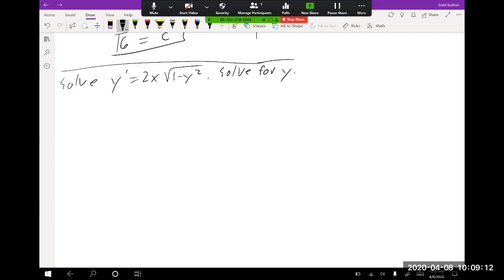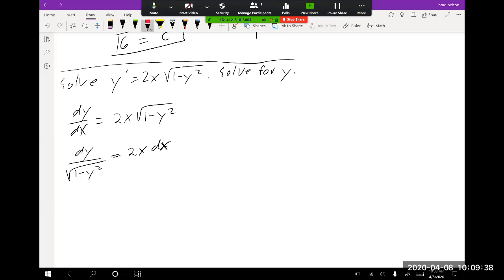Okay. So what we're going to do is write dy/dx equals 2x square root of 1 minus y squared. We're going to see if we can separate it. Let's see, this would be dy over square root of 1 minus y squared. You divide both sides by the square root of 1 minus y squared. And then you have 2x times dx. So this isn't such a bad one.